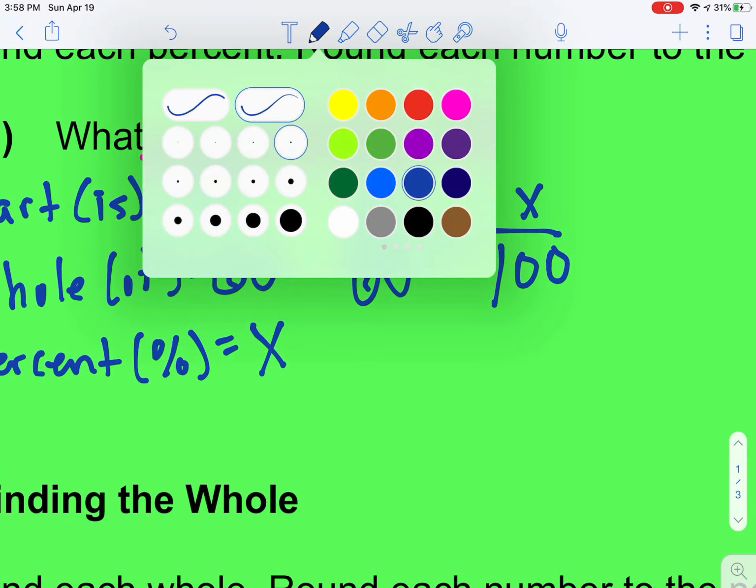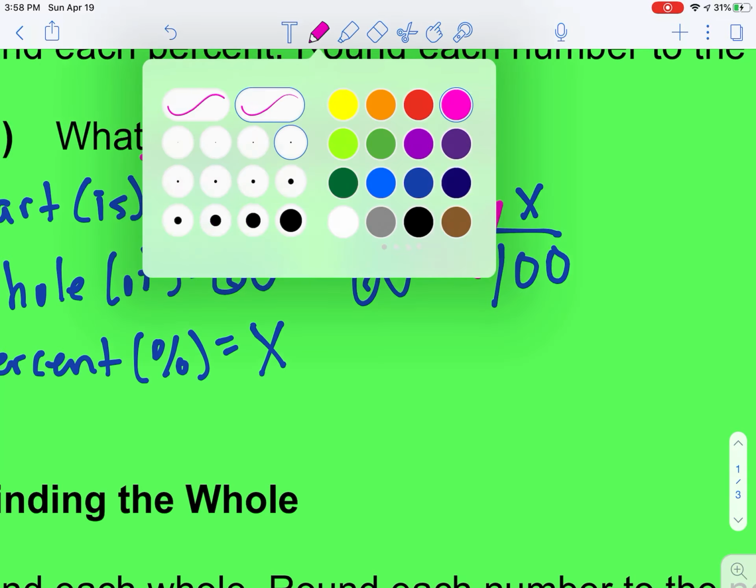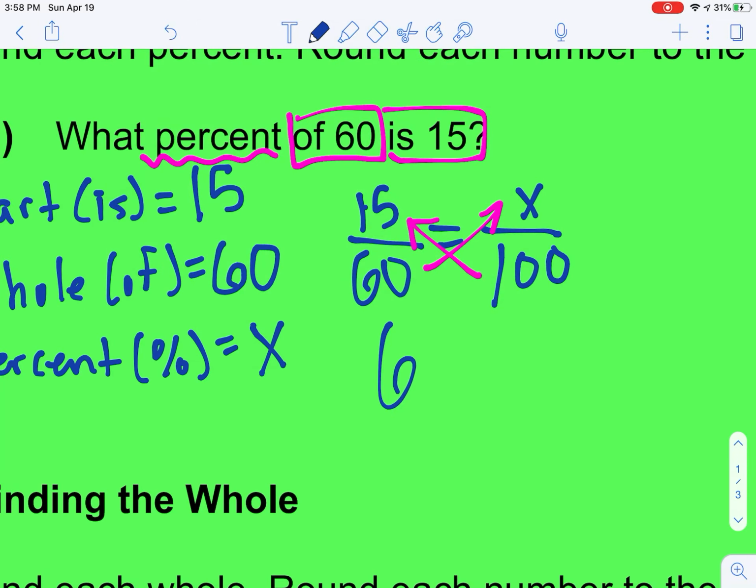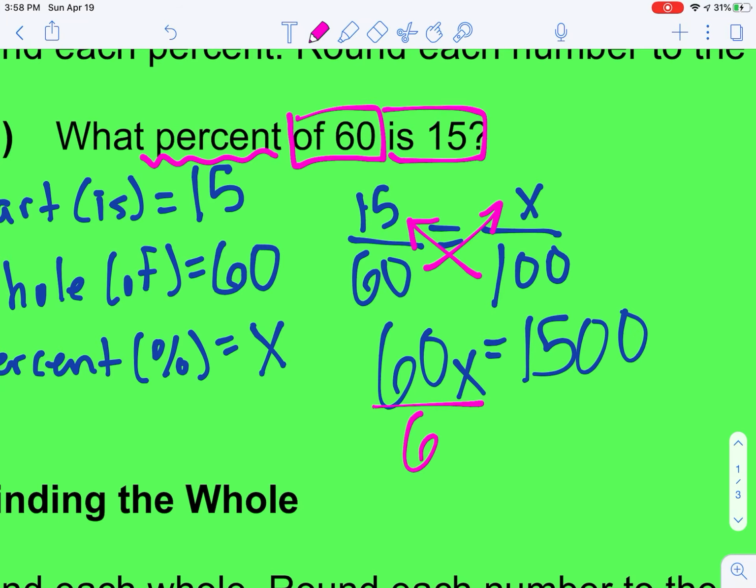Now I solve my proportion by cross multiplying and dividing. 60 times x is 60x, and 100 times 15 is 1,500. This time I'm going to be dividing by 60. And x equals 25.